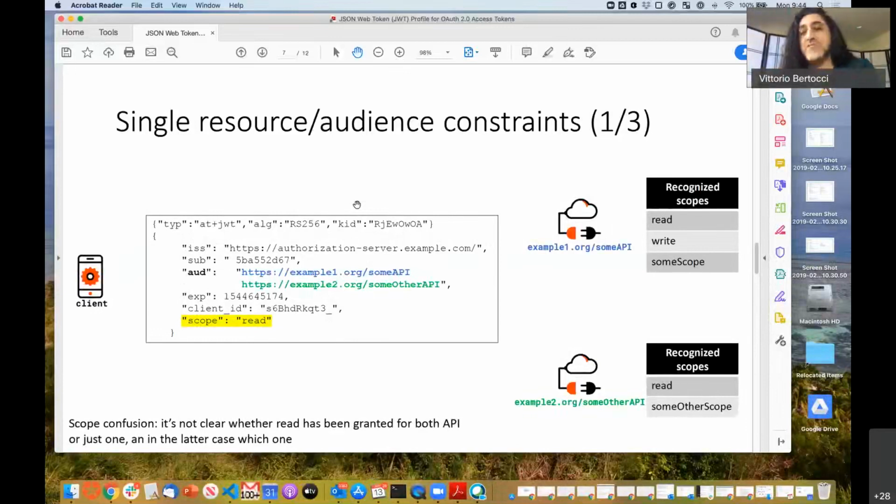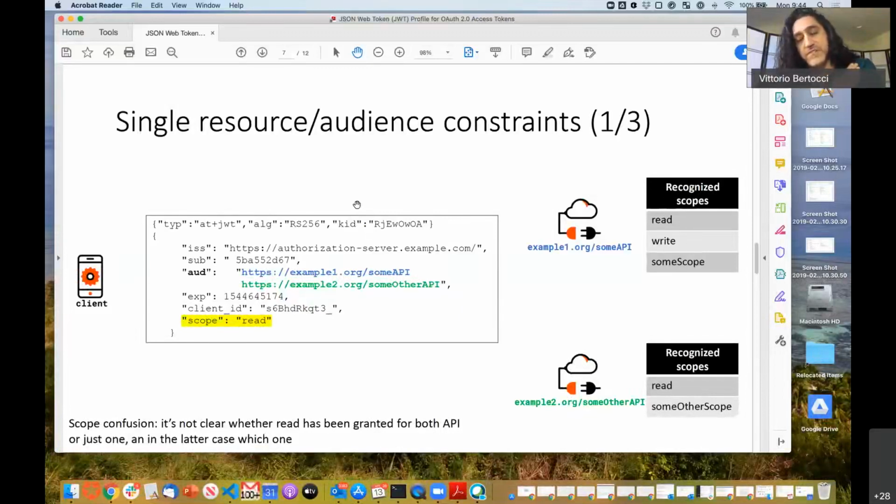Here you have two APIs, and both APIs declare scopes that are valid for them. If you have multiple resources in the request, say that I ask for both of those APIs, and say that there is one common scope between those, then you would end up in a situation in which your token would be ambiguous. You wouldn't know whether the scope read applies to the first API, to the second API, or to both.